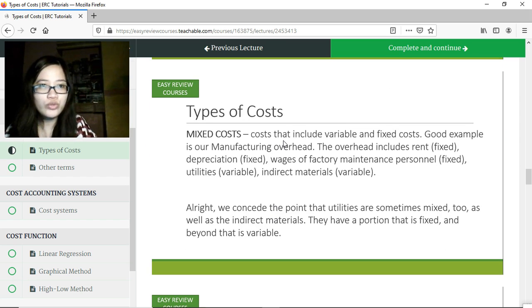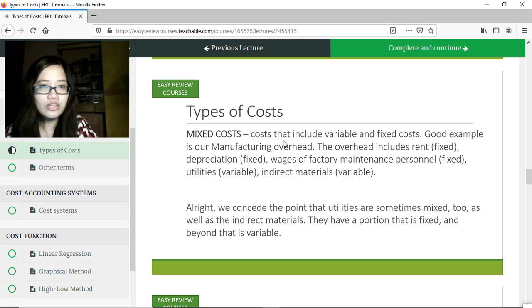Ito naman yung halo, merong portion na variable, tapos merong portion na fixed cost. Example nito ay manufacturing overhead. So, di ba dun sa overhead, meron tayong rent. Yung mga yun, fixed. Okay, yung depreciation ng machinery, fixed din siya. Yung wages ng factory maintenance personnel, kasi meron ka dyang 3 tao, nag-aayos dyan ng mga gamit, naglilinis ng factory every month. So, yung sweldo nila fixed din, di ba? Regardless of the volume of production.